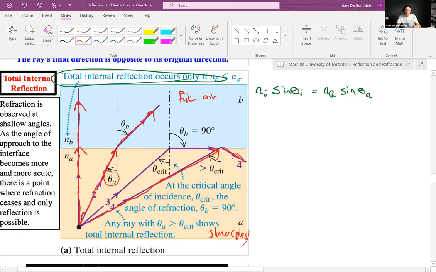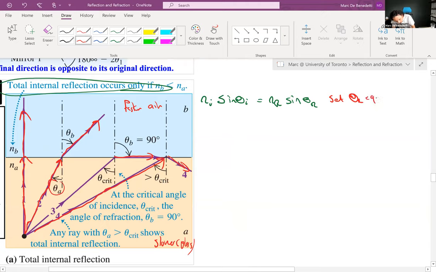So there must be something in the middle where it goes perpendicular to the normal or parallel to the interface. So here, what we can do is set the refracted angle equal to 90 degrees. We can reverse engineer at what angle we need to aim our laser or light so that the refracted angle comes out along the surface of the interface. So we can say, okay, Ni sine theta I equals Nr times sine of 90. Now the sine of 90 is conveniently 1, which is nice.